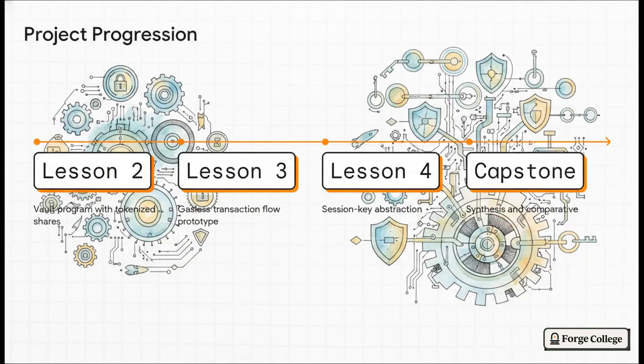Think about what you've accomplished so far. You've been incredibly busy building these sub-assemblies step by step. From engineering the Vault program with tokenized shares, to constructing the gasless transaction flow, all the way to our previous lesson on building a session key abstraction. You've got 3 beautiful, isolated prototypes. And now, well, it's time to wire them all together into one unified, perfectly reproducible engine.